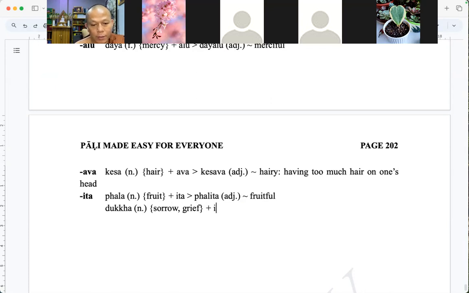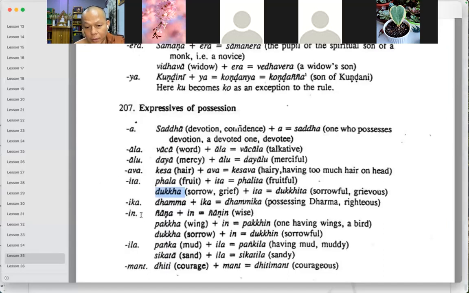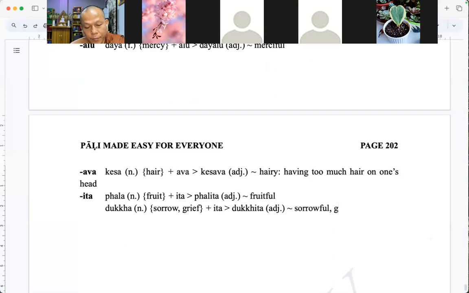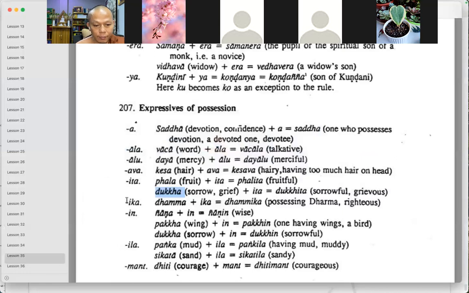So after that, here is the ita suffix. At that time we have dokita. So dokita means adjective, and then sorrowful, grievous. Yeah, sorrowful, grievous. So in this way. And then the next suffix after ita is ika.